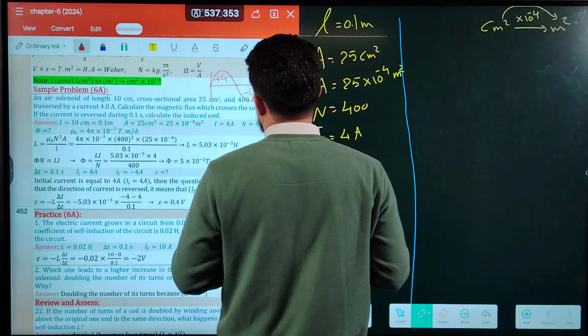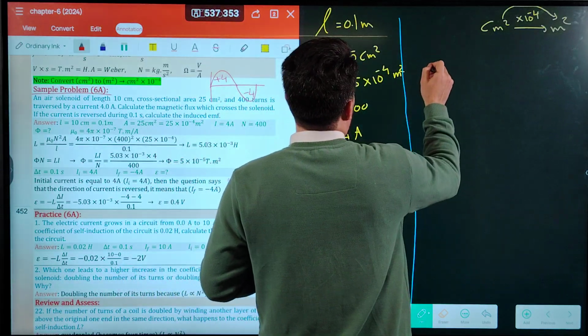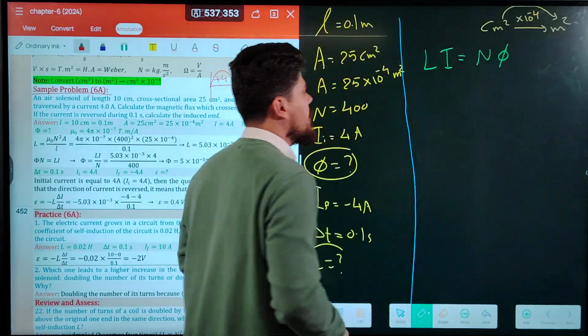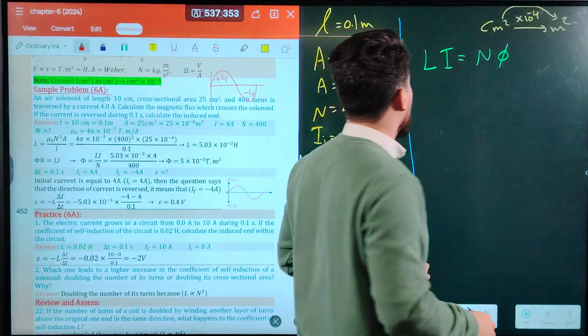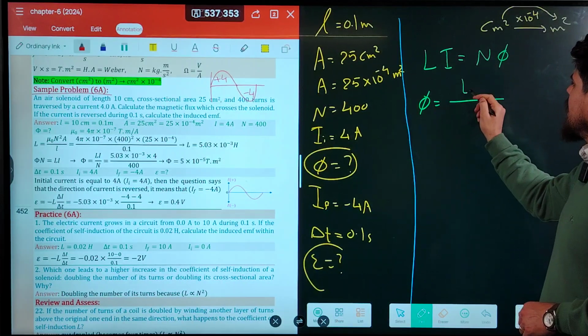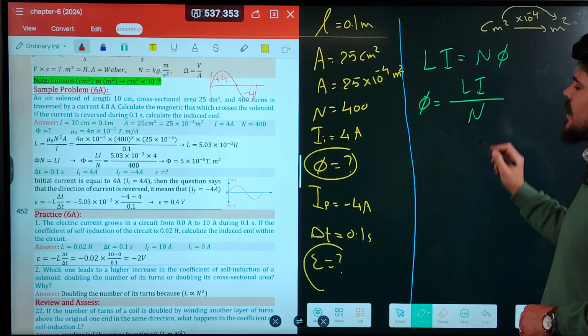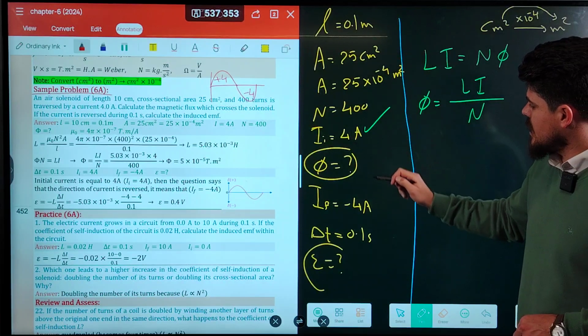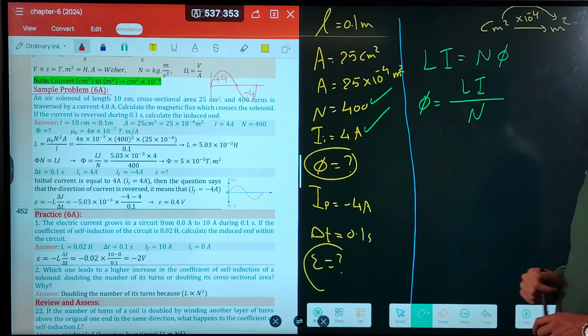According to the equation of self-induction, Li is equal to what? N flux. We proved this equation. Li is equal to N flux. Flux is equal to Li over N. Do we have I? Yes, 4 ampere. Do we have N, number of turns? Yes, we have it, 400 turns.